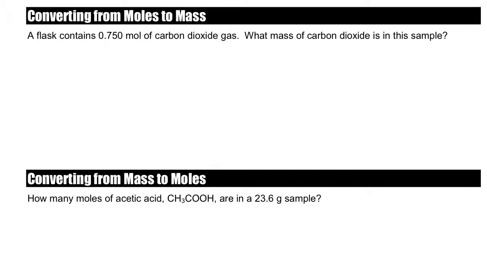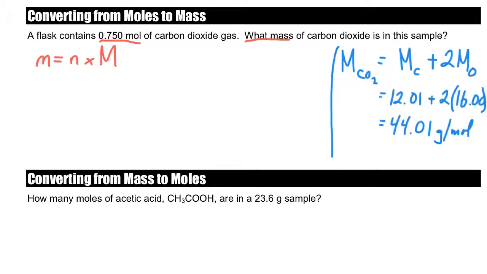In this example, we are given the number of moles of carbon dioxide, and we're asked what mass of carbon dioxide that is. So I have to determine which formula to use. I'm going to calculate mass, so I'm going to take the moles, which I know, and multiply by the molar mass. In order to do this calculation, we need to know the molar mass, so I did some work off to the side here.